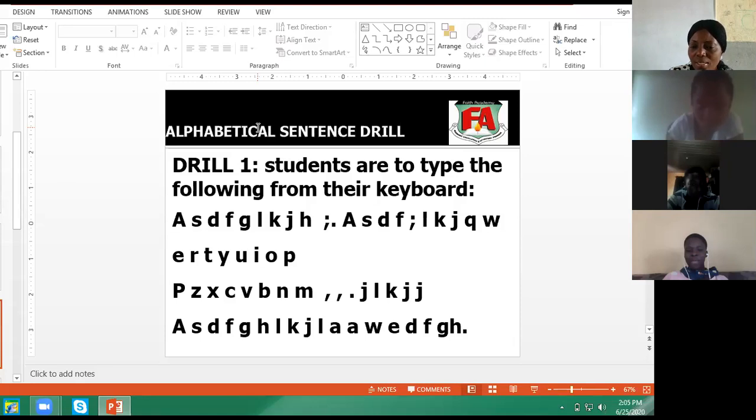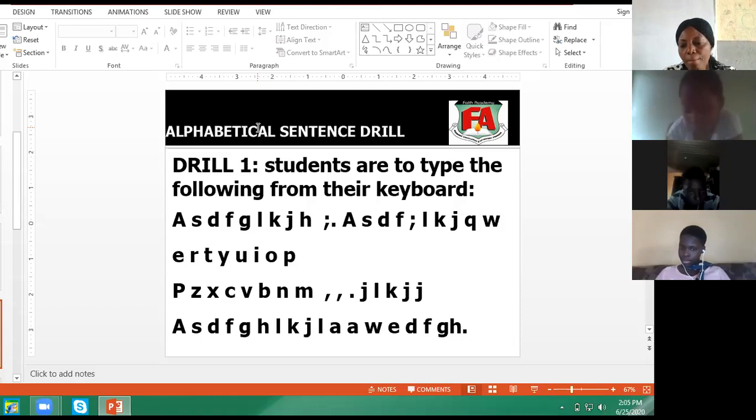It does not make sense, but it is just for you to practice to know where those alphabets are by using your correct fingers in punching those keys. So quickly write that. So you're going to start your drilling practice with this. You're going to drill yourself with this. It's called the alphabetical word sentence drill. Are you done? Yes, ma'am.